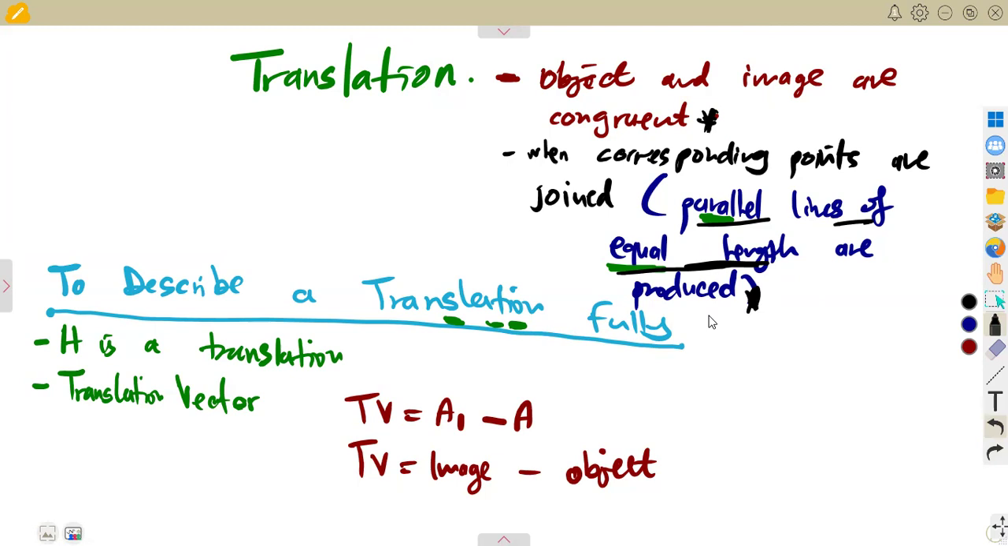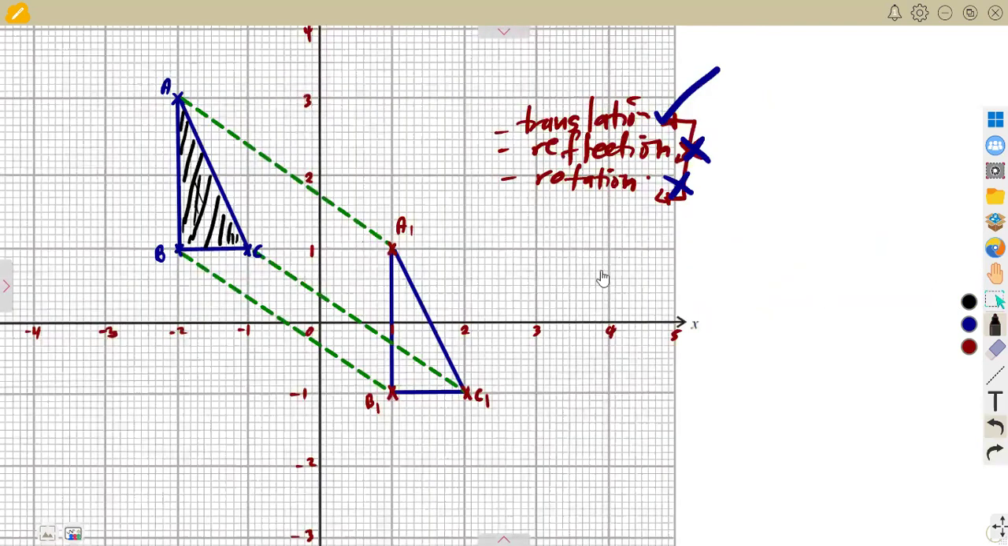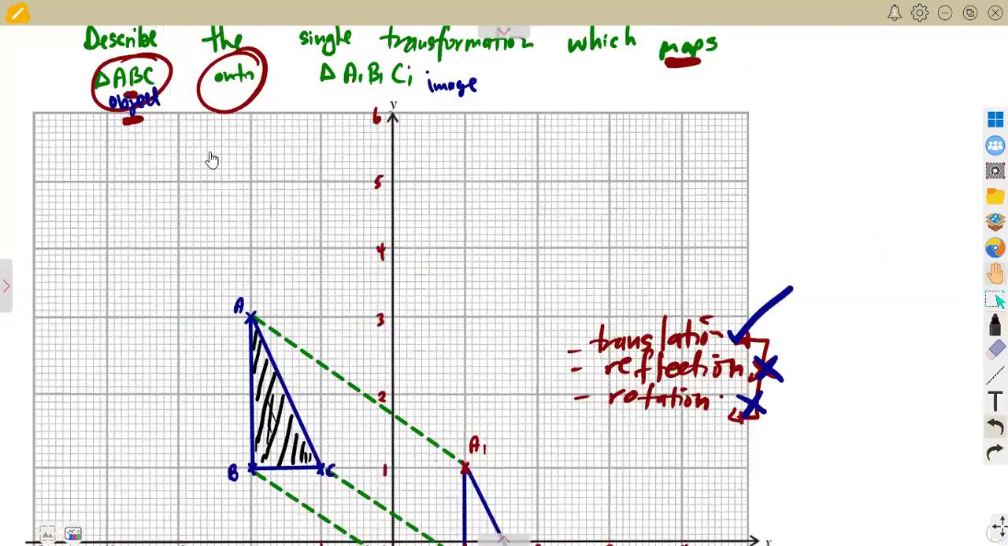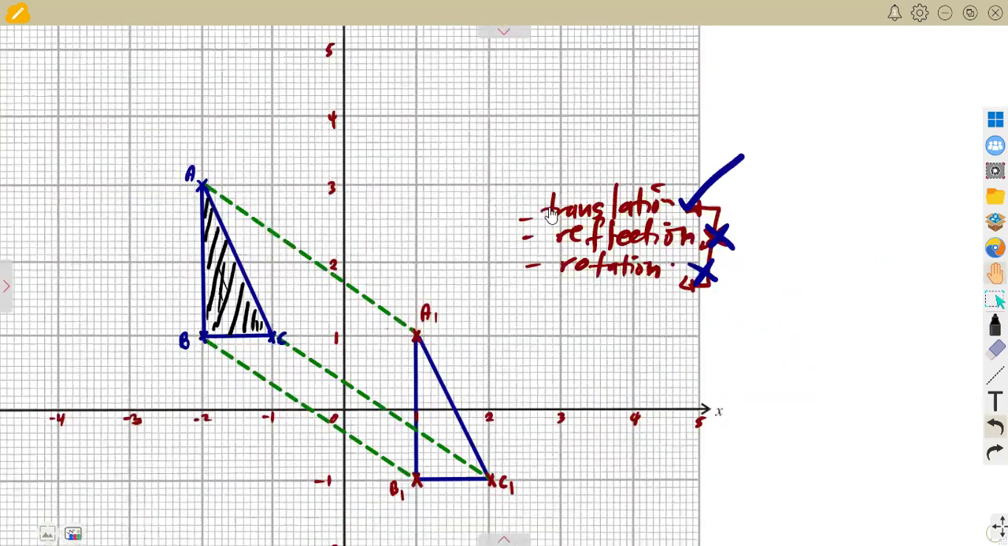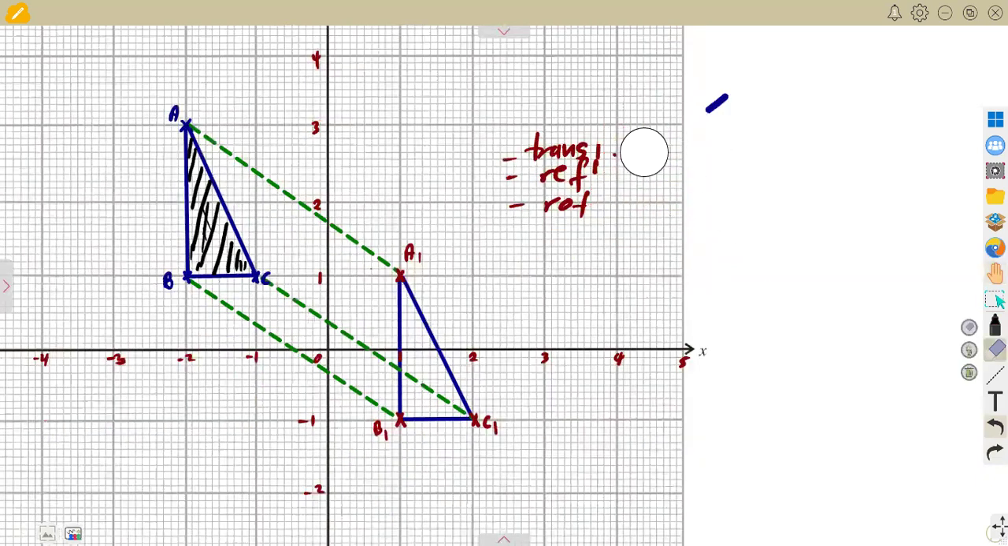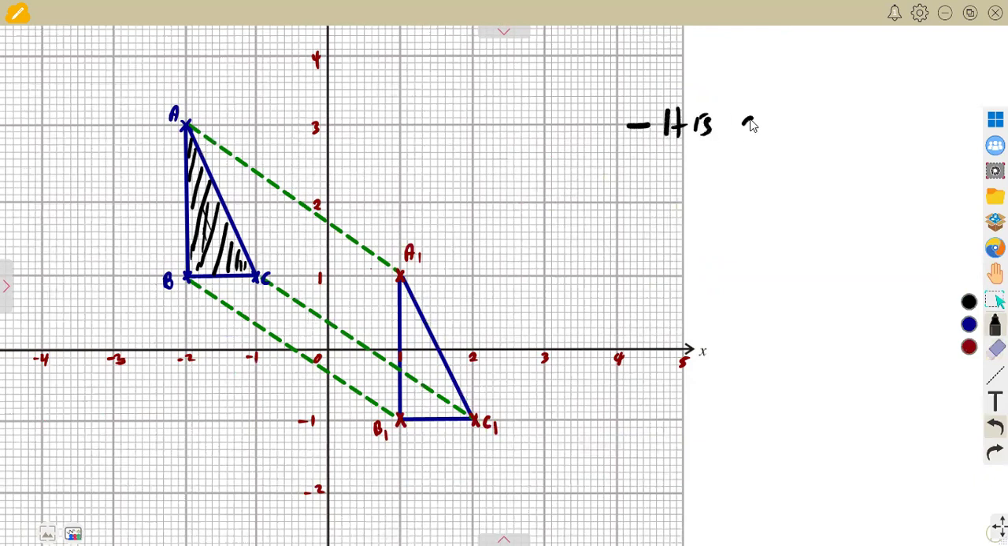That is where you conclude now to say it is a translation. You are now describing. So the question here was, let's go back to our diagram. The question here is, describe the single transformation which maps triangle ABC onto triangle A1, B1, C1. So we have concluded from all these constructions that we had. So now we are describing it is a translation. This is to describe. It is a translation.